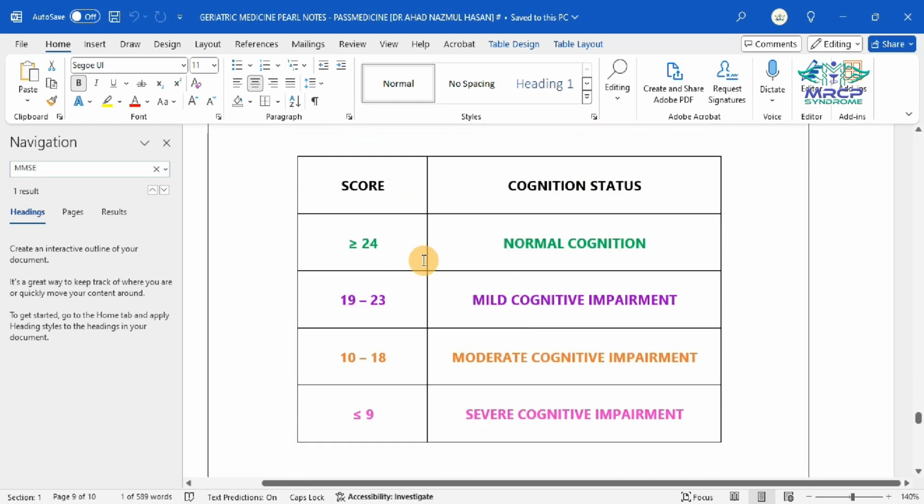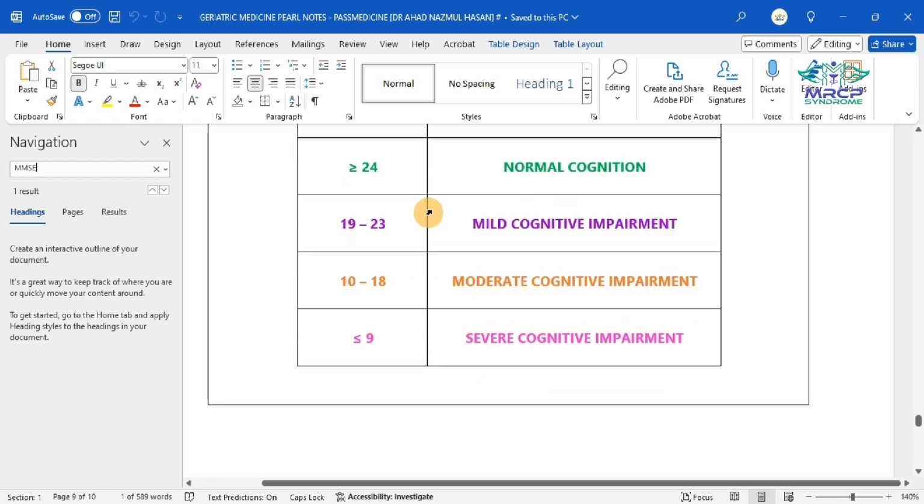Usually greater than 24 is regarded as normal cognition, and between 19 and 23 is usually regarded as mild cognitive impairment. 10 to 18 is regarded as moderate cognitive impairment, and less than 9 is severe cognitive impairment. Or simply you can remember: less than 10 is severe, less than 20 is moderate, and above 20 is mild cognitive impairment.